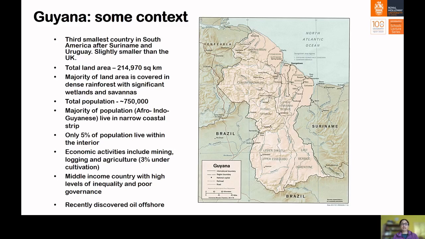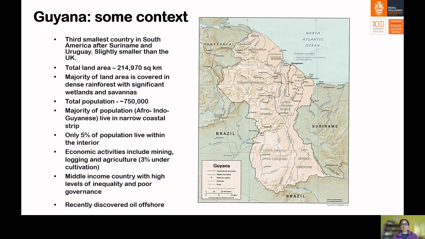A lot of the economic activities that the country has relies on natural resources. This includes mining, logging. They do agriculture, a lot of rice production, for example. There used to be a lot of sugarcane production on the coast as well, but they do a lot of rice now. But that's only about 3% in terms of the land under cultivation. So it's not a lot.